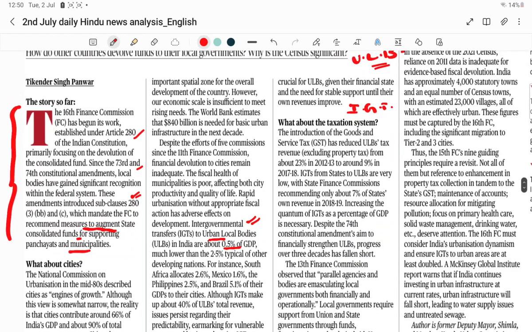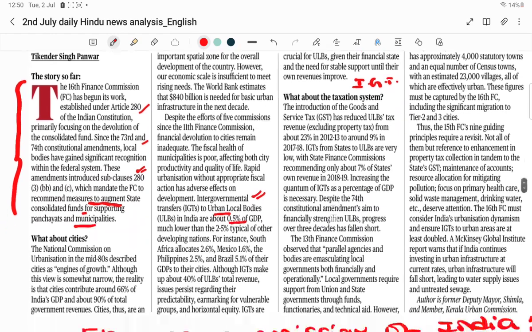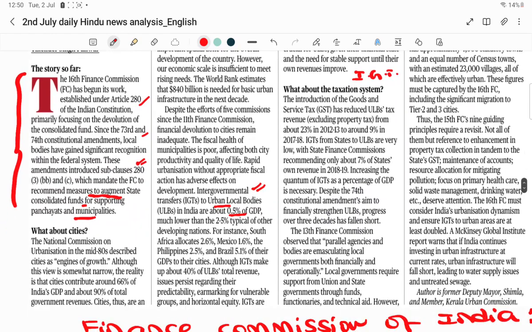We are sharing only 0.5% of GDP. And if you compare it with the other countries, it is very low. And he has given some instances. For example, South Africa allocates only 2.6%, 1.6% Mexico, Philippines 2.5%, Brazil 5.1% of their GDPs to the states. So that means they have recognized the importance of the states and accordingly they are providing these shares to them. But in our country, this IGT is very low.